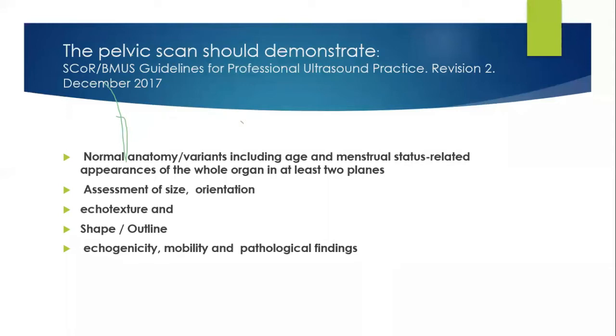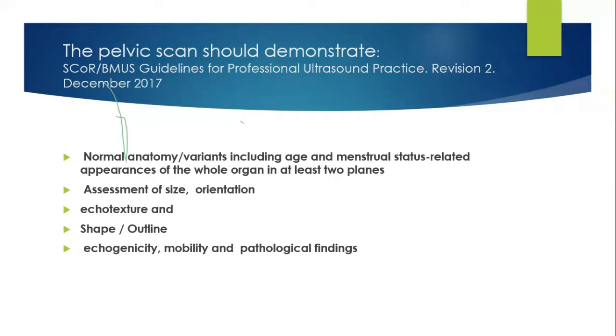Now, this is a very important slide in which we are talking about what all we have to see. We have to understand the normal anatomy and its variance as per the age and the menstrual status of the patient in two different planes. We must assess the size of the organ, that is the uterus or maybe the endometrium or the ovary, orientation, because we'll be talking later whether the uterus is anteverted or retroverted, retroflexed, which is known as orientation, and we must have a clear understanding of that. Then ecotexture. How does the ecotexture of that particular part, like the endometrium or myometrium, look?